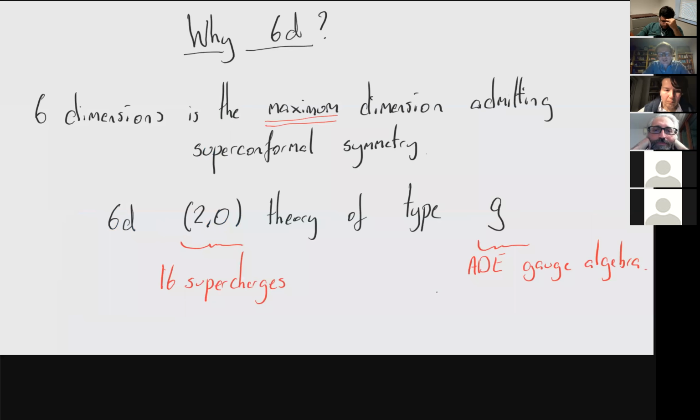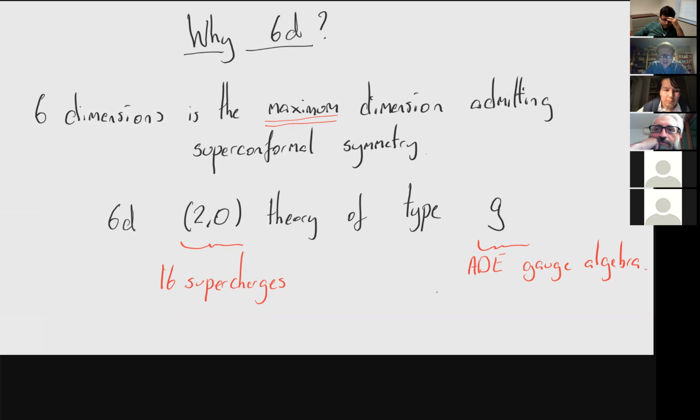And I will also focus on 6 dimensions. So why do I want to focus on 6 dimensions? 6 dimensions is the maximum dimension which allows you to have a quantum field theory that has superconformal symmetry. This is an old result by Nahm from, I think, the 70s. And there is one theory that has the maximum amount of supersymmetry in 6 dimensions. It's called the 6-dimensional (2,0) theory. It has 16 supercharges. And these theories are parameterized by a choice of ADE gauge algebra.